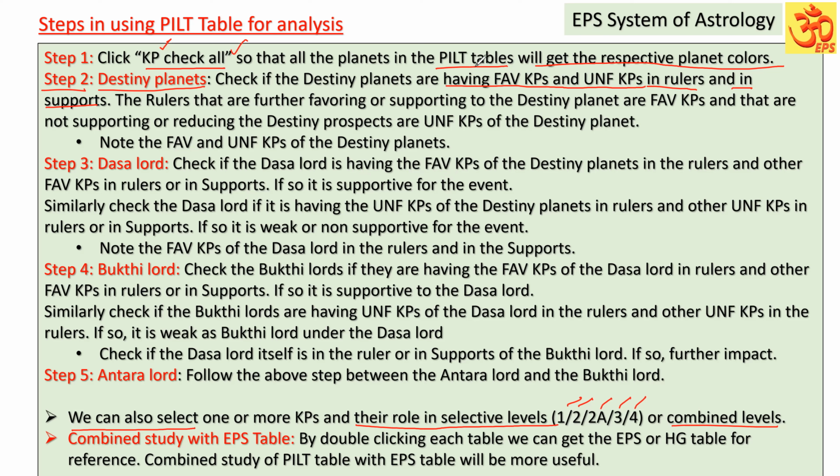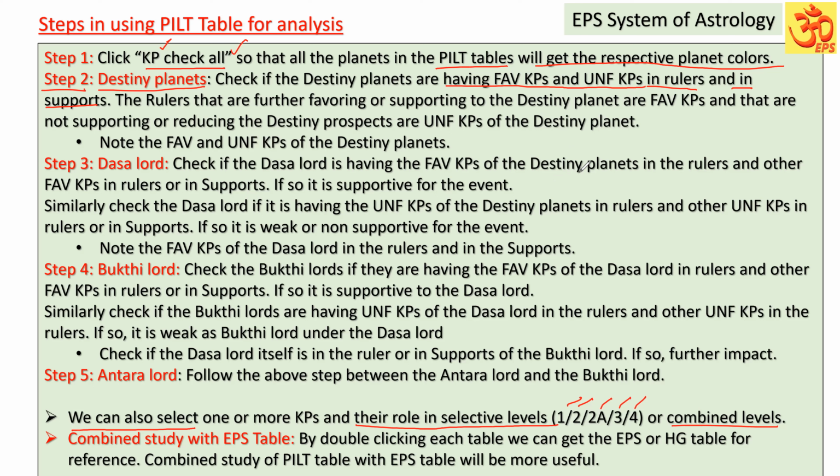We already selected all the planets. Out of them, we know which are the favorable key planets and unfavorable key planets, with the signification and also by way of colors. So check whether the destiny planet has favorable key planets or unfavorable key planets for the particular event in the rulers, at planet level, star level, sub level, or star 2A level, or the star lord of the sublord.